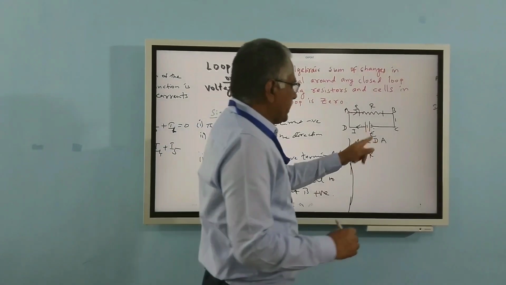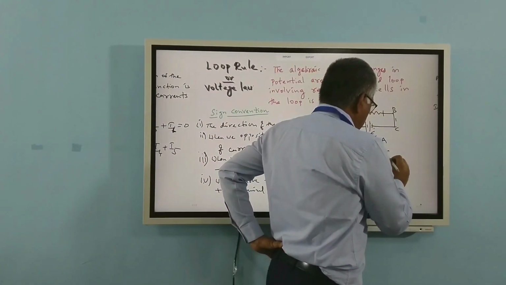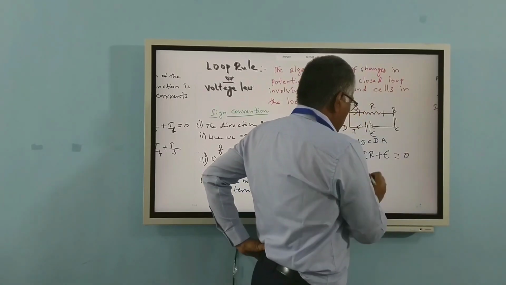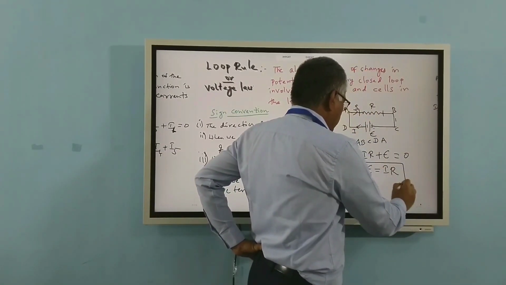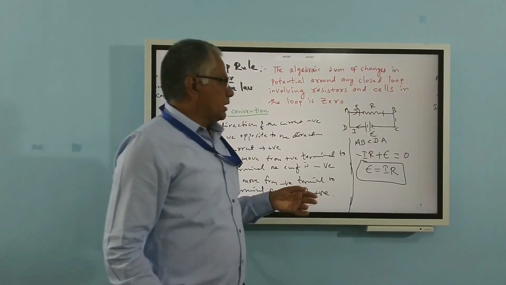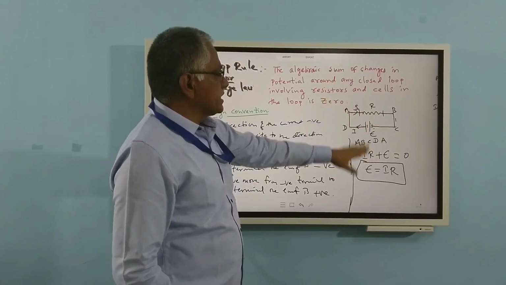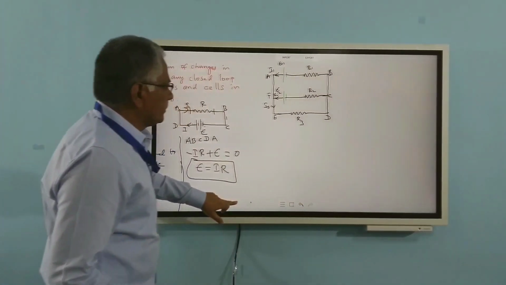EMF is positive. Here EMF is plus E, so plus E is equal to 0, or E is equal to IR. This is the simple Kirchhoff's circuit for the voltage law. Now let us take a little bigger circuit.